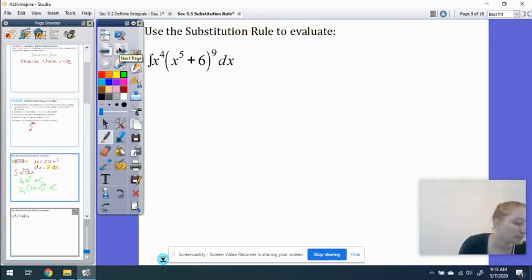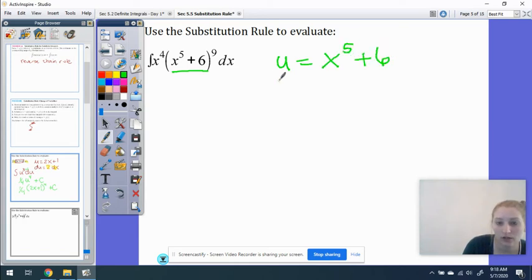Okay, so in this case, I'm going to make this be my u. So we're going to say u equals x to the 5th plus 6. And then we're going to take the derivative of that: 5x to the 4th dx. Okay, so it's kind of reminiscent of us doing the implicit differentiation. All right, so from there, we are going to see what matches up.